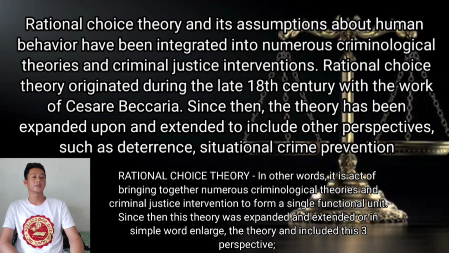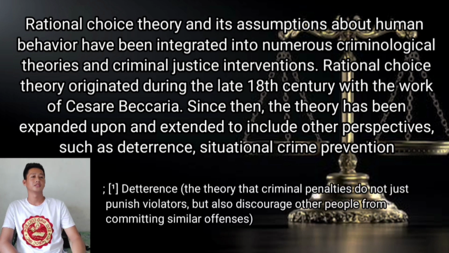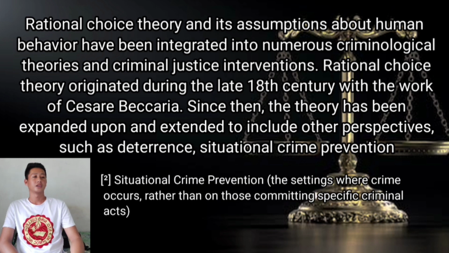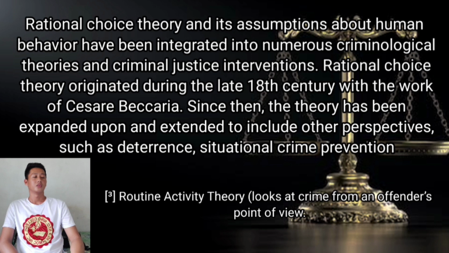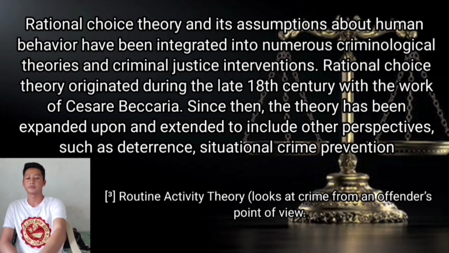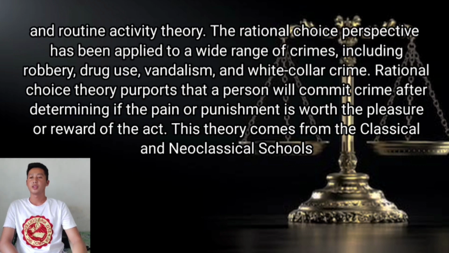Since then, this theory was expanded and extended, or in simple words, enlarged. The theory included these three perspectives. Deterrence: the theory that criminal penalties do not just punish the violator but also discourage other people from committing similar offenses. Situational crime prevention: focusing on the settings where crime occurs rather than on those committing specific criminal acts. Routine activity theory: looks at crime from an offender's point of view. The versatile choice perspective has been applied to a wide range of crimes, including robbery, drug use, vandalism, and white-collar crime.